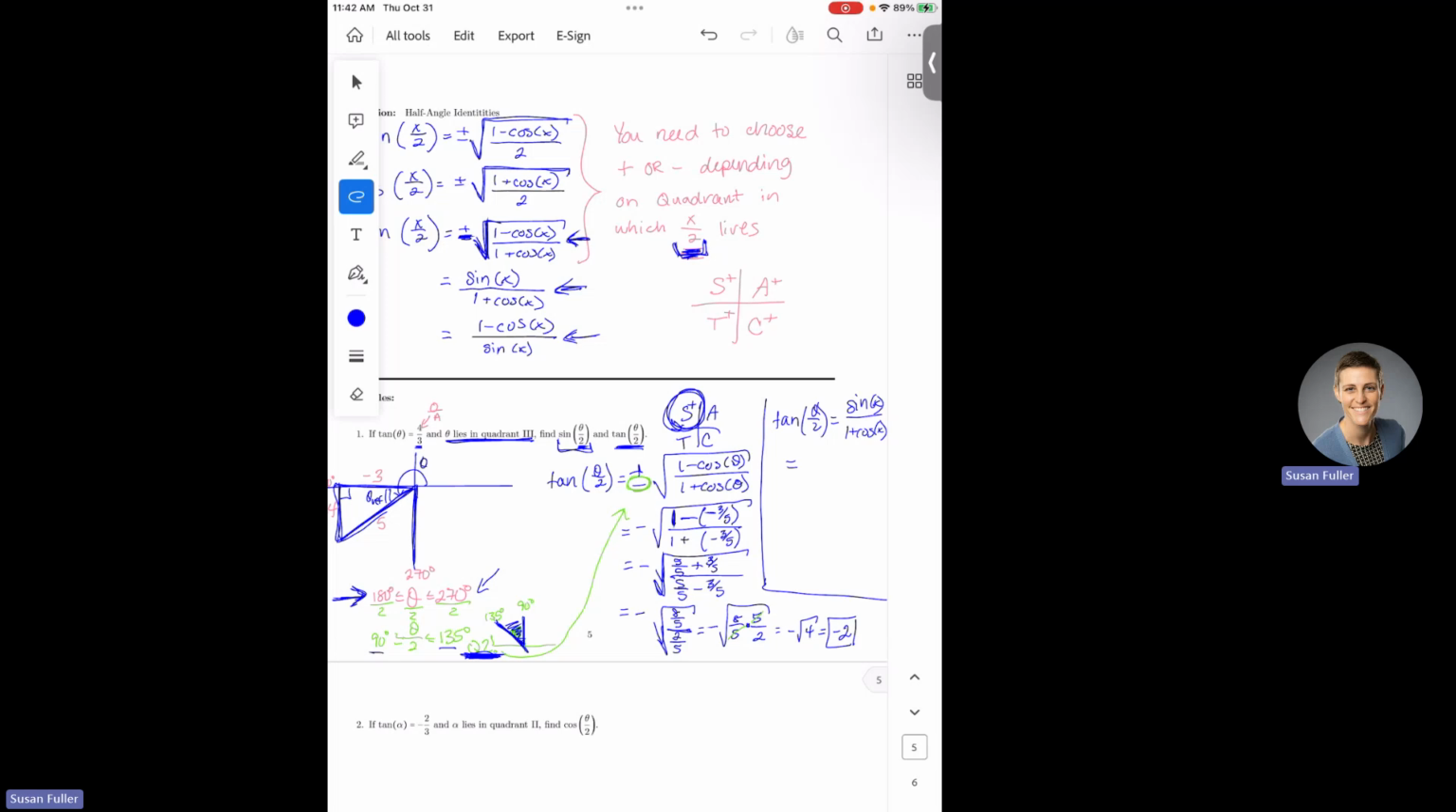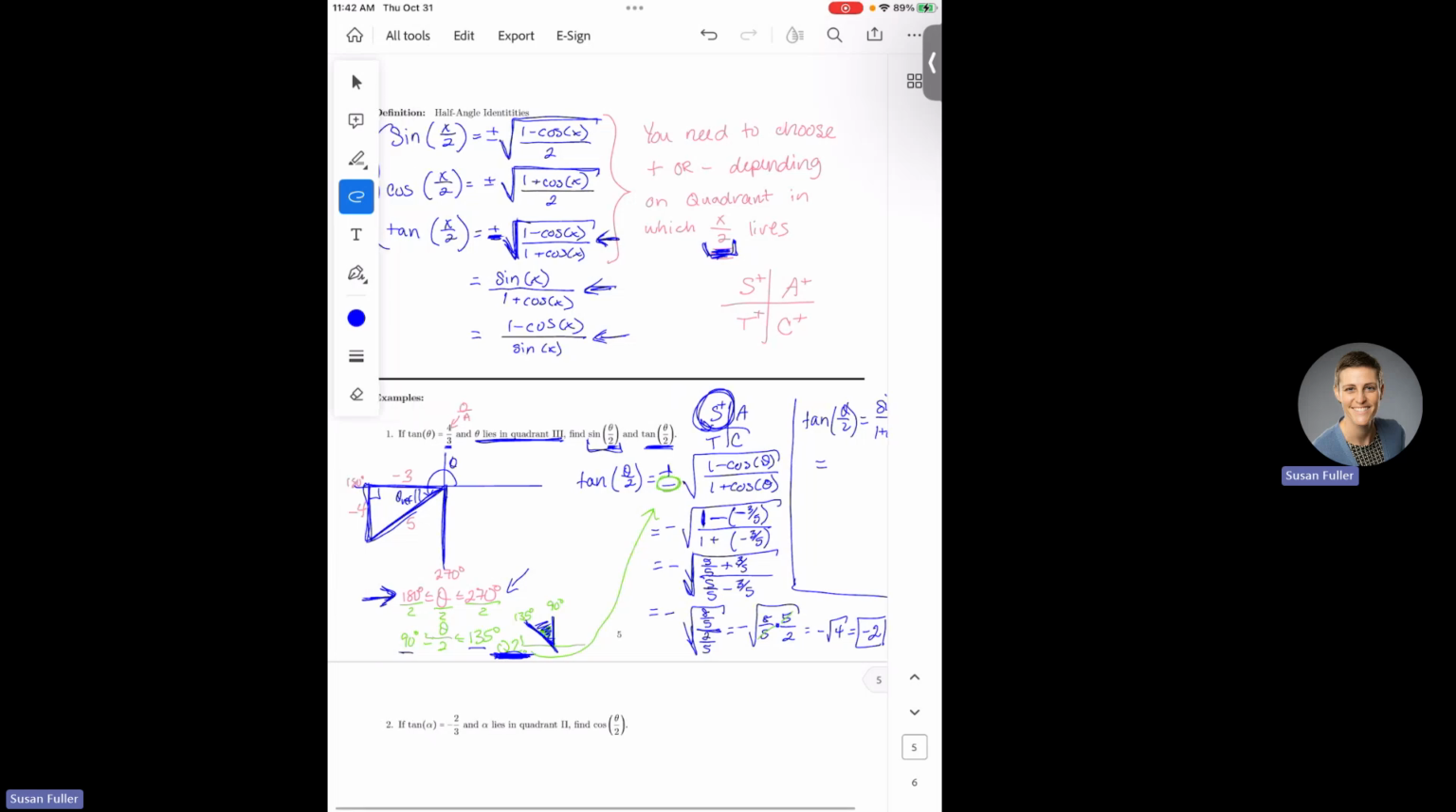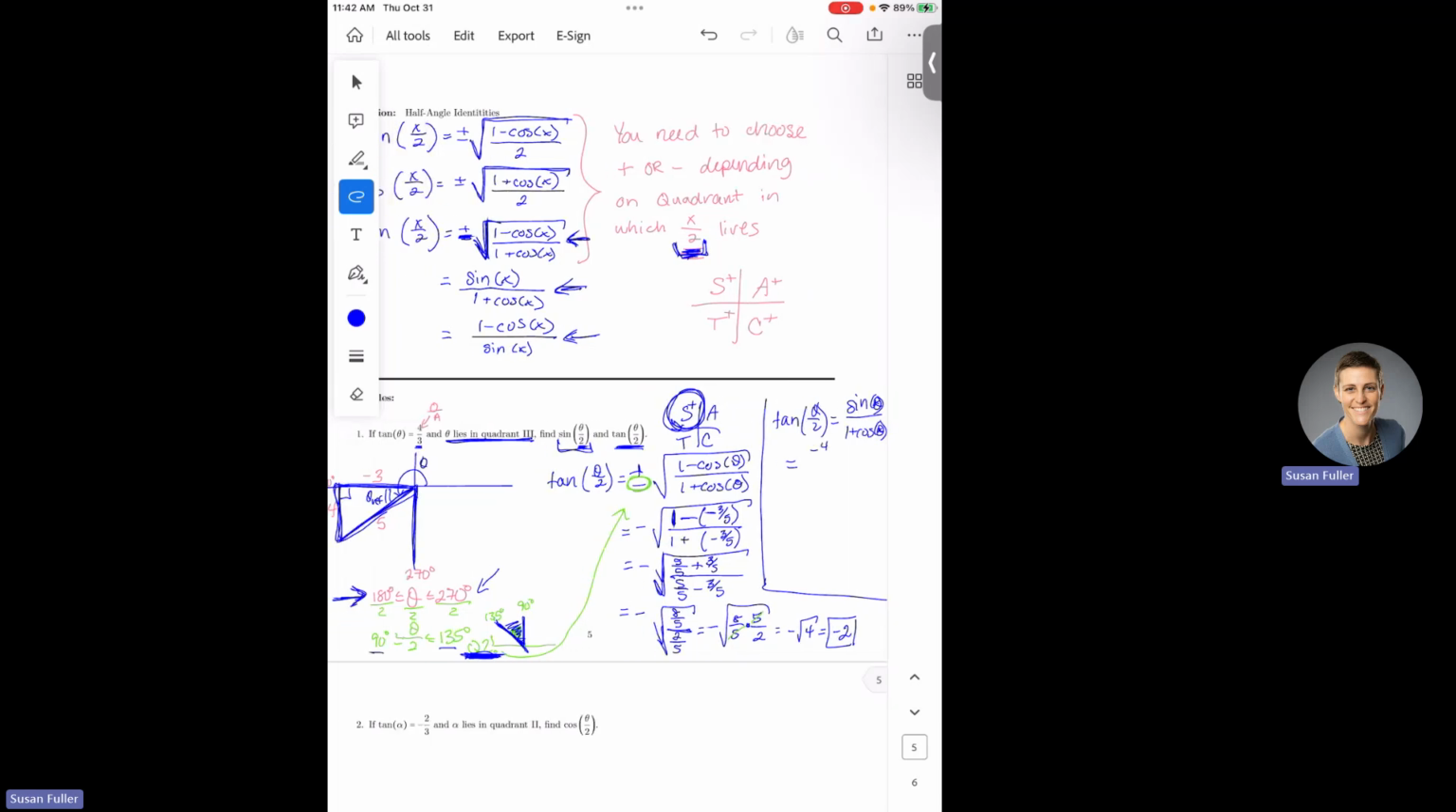And so I'm going to say, okay, well, the sine, oh, sorry, I wrote an x, but it's a theta. Theta is my angle. So I'm going to take the sine of theta. I'm going to come to my triangle here, and sine is opposite over hypotenuse. So my sine is negative 4/5. And that's all going to be over 1 plus the cosine of theta, and the cosine of theta is negative 3/5.